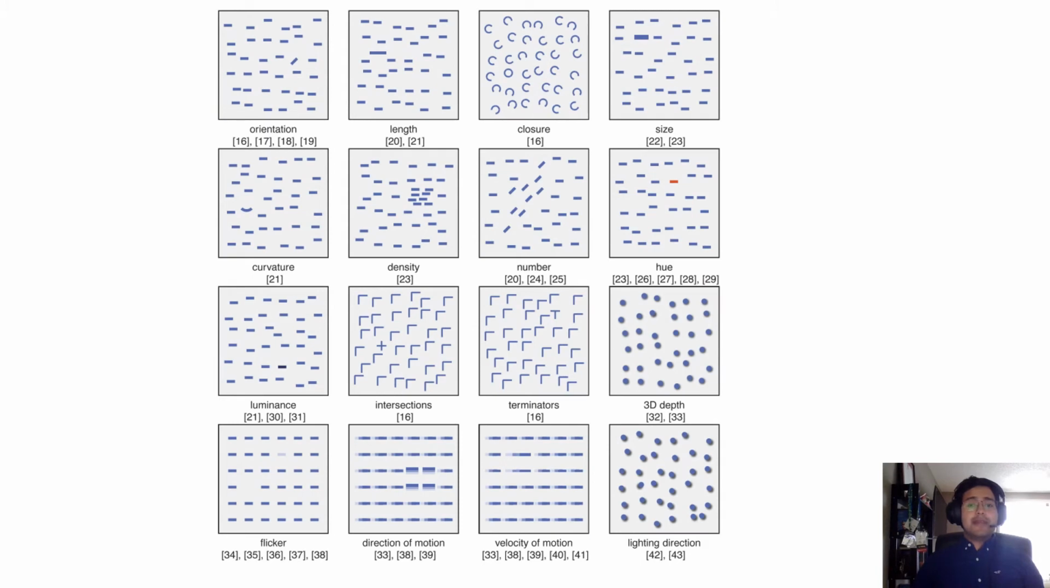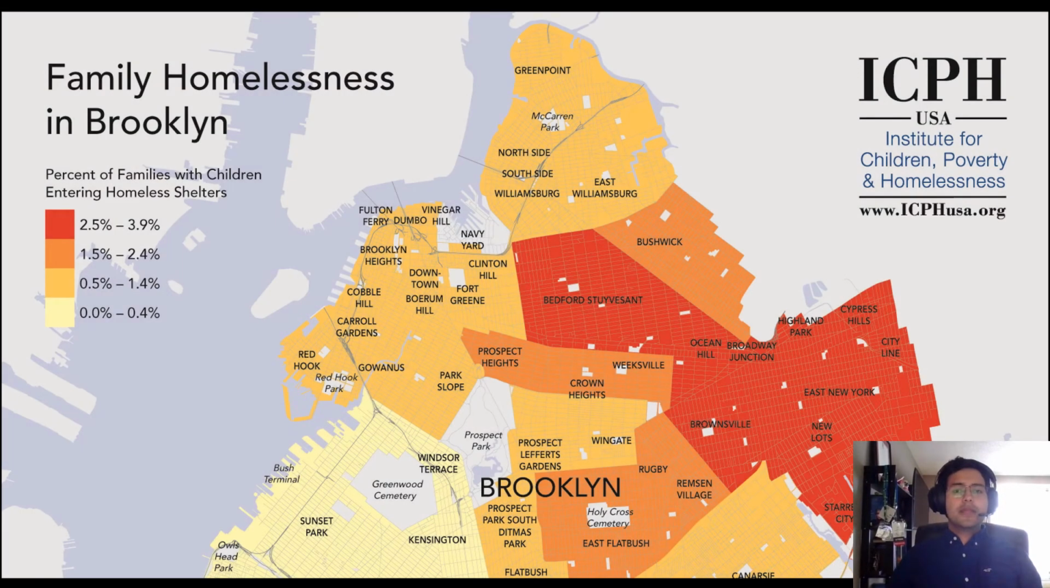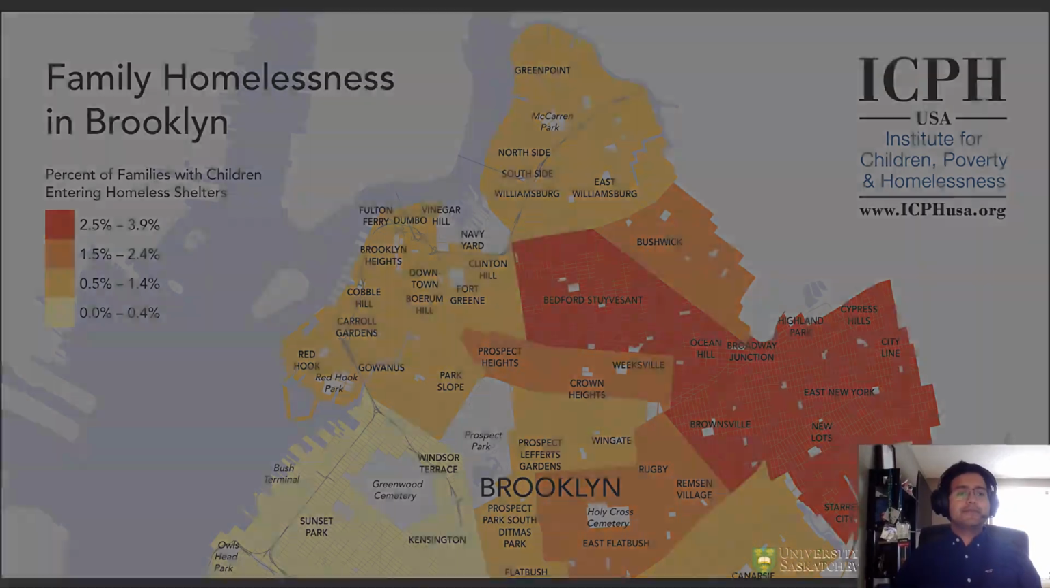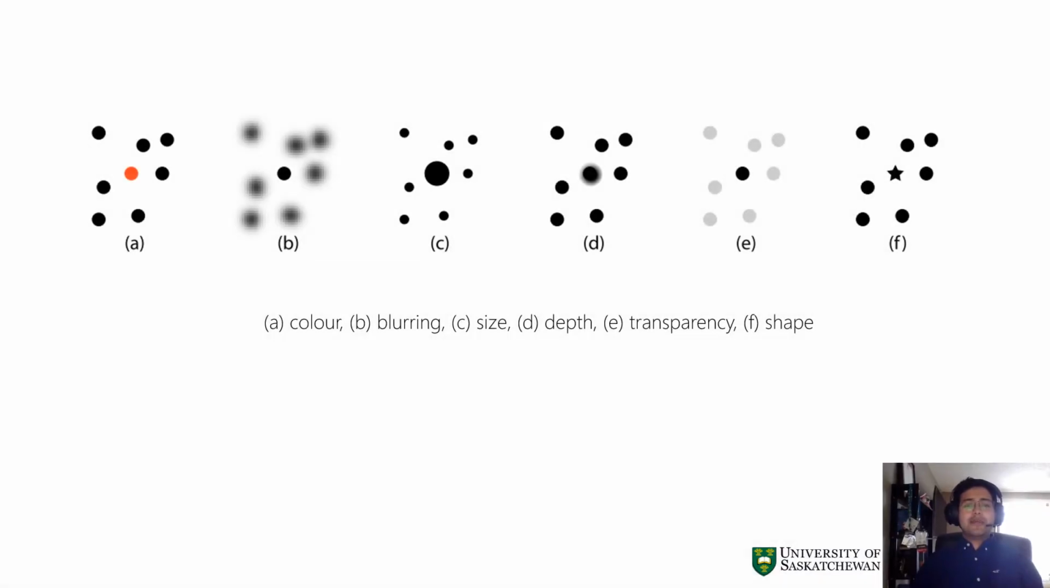And there are many basic features that have been identified to be known to pop out. And visualization designers have been using this knowledge to design effective visualizations, primarily to provide an emphasis to a region of interest. For example, an emphasis effect can be created in a scatter plot by using any of the effects shown in this slide. For example, highlighting, blurring, size, depth, or transparency.